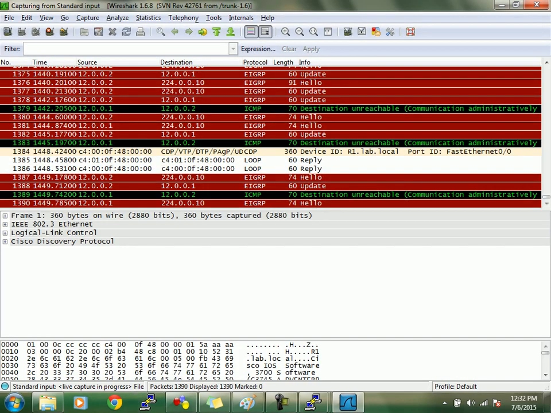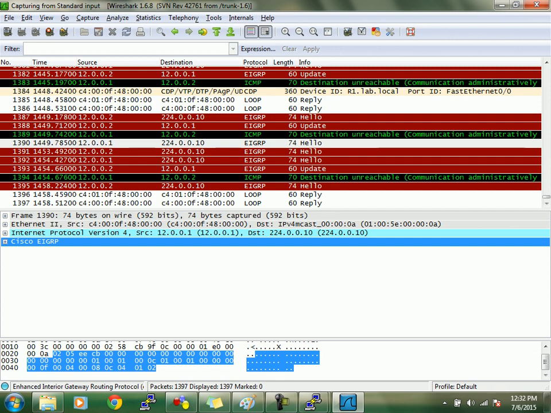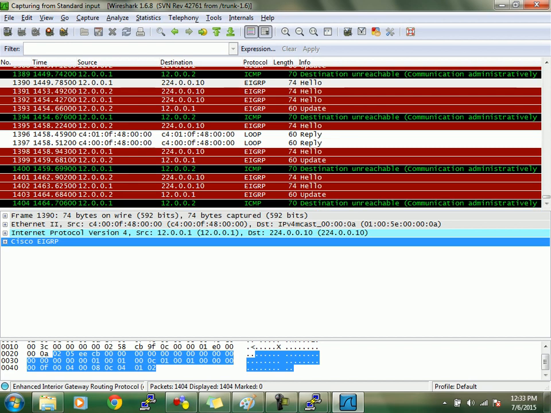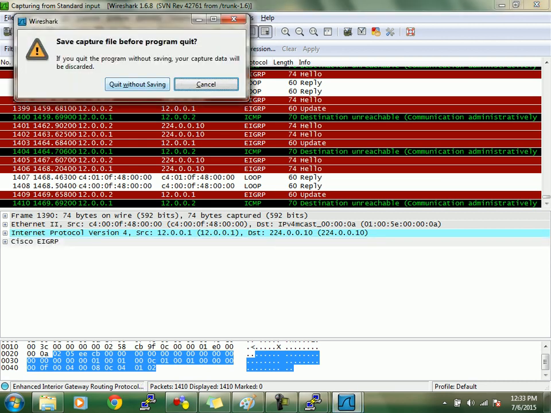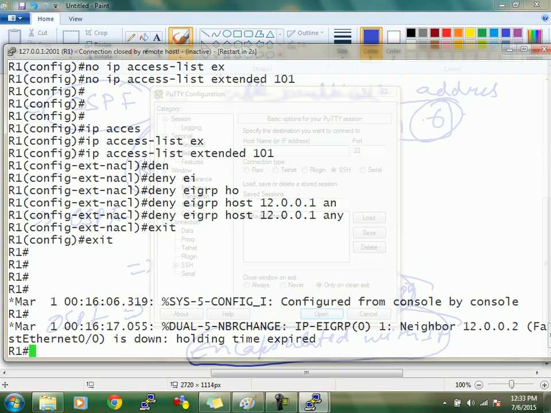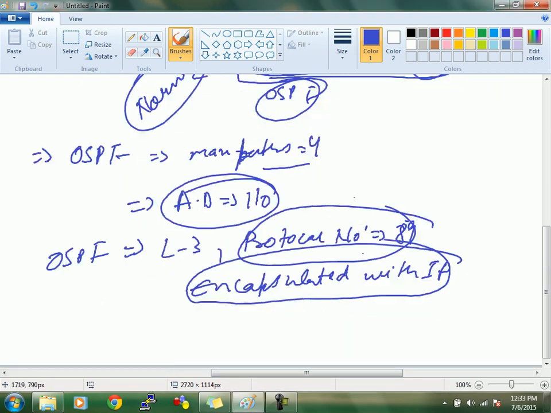You can see here, hello. This is IP packet. This is IP packet. This is EIGRP packet. It means EIGRP packets are encapsulated with IP packets. In the same way, OSPF packets are also encapsulated with IP packets. Clear? This thing is clear. Next thing.